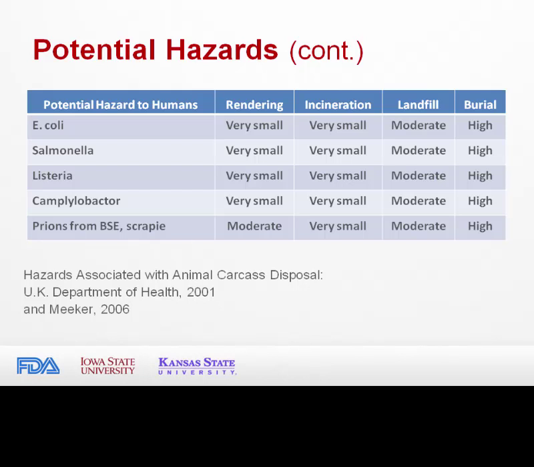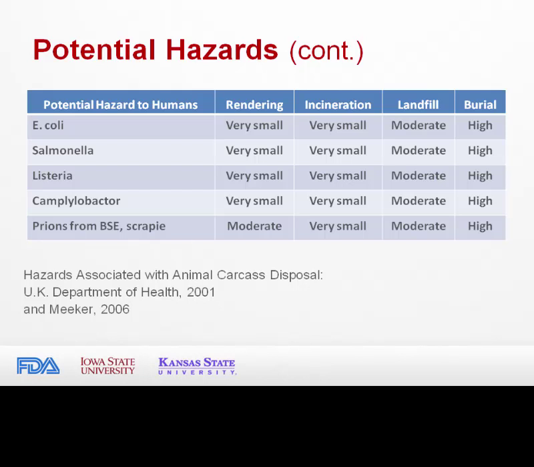The United Kingdom Department of Health released data in 2001 summarizing the potential health risks for humans associated with various methods of animal carcass disposal. In its summary, they found that the rendering process resulted in the least exposure of humans to pathogen hazards, particularly compared to landfill or burial. The agent causing bovine spongiform encephalopathy was the only exception, where rendering was considered a moderate risk compared to incineration, which resulted in a negligible risk.